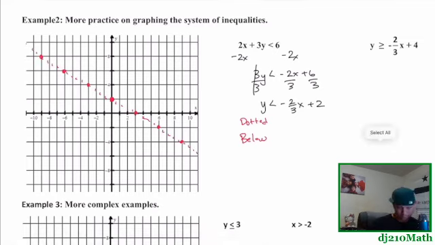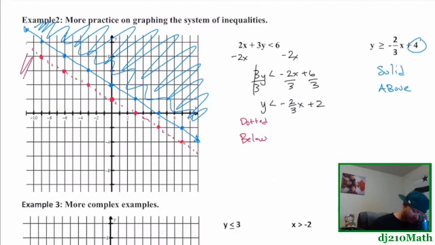Looking at the right equation, y is already by itself. That's nice. So we're going to cross at positive 4. It is greater than or equal, so this is a solid line, and we're going to shade above, because it's greater than. So I'm going to go down 2 and to the right 3. Down 2 and to the right 3. And it's solid, and we're shading above. For the other one, I forgot to shade below. I'll do that right now. So we're shading below.